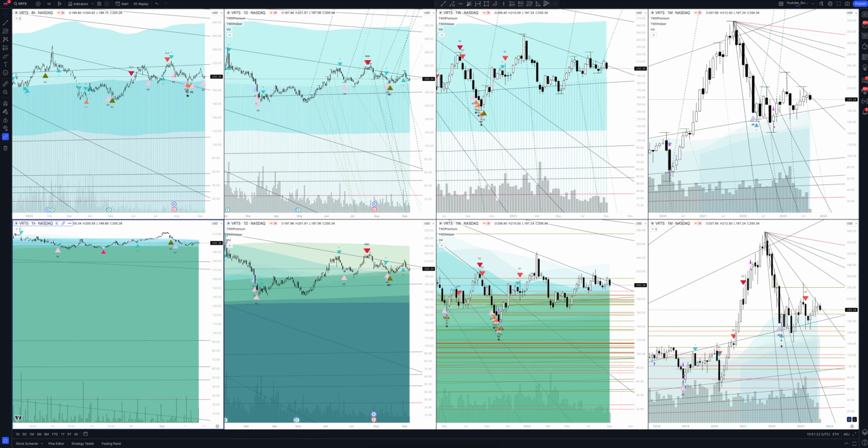Today we will take a look at VIRTUS Investment Partners stock. Let's analyze the market situation and find out how you can make money on it. Let's start.